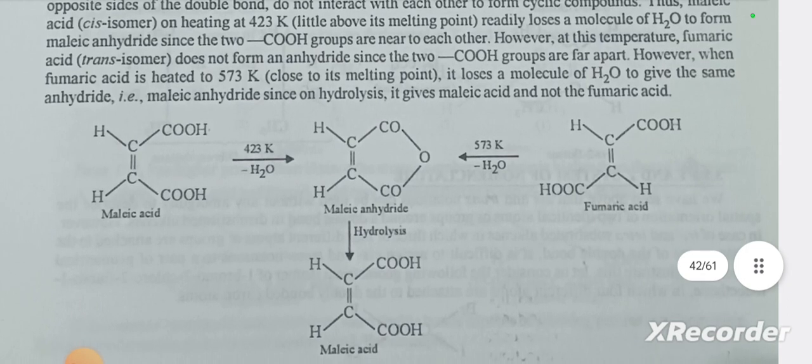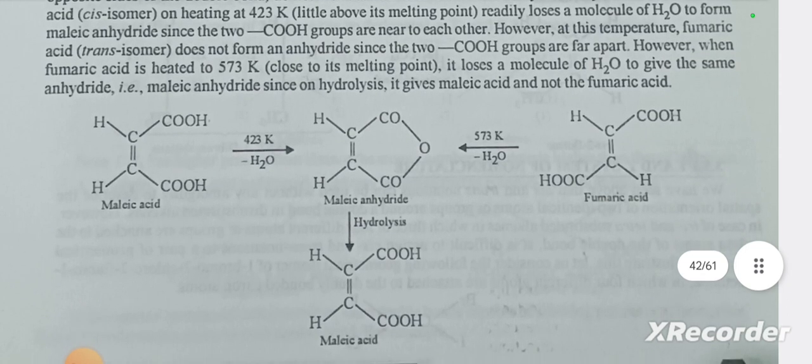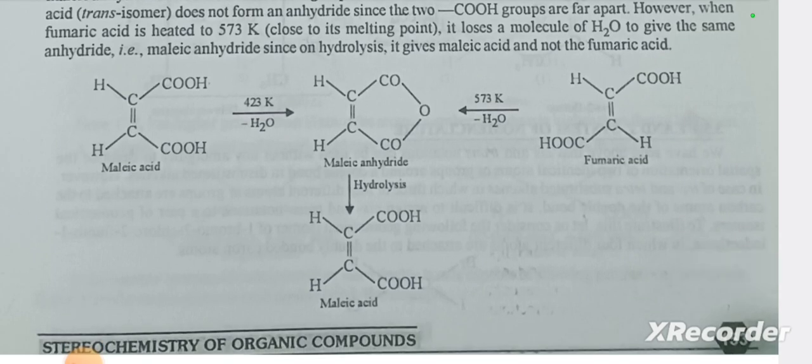Thus, maleic acid, the cis isomer, on heating at 423 Kelvin, a little above its melting point, readily loses a molecule of water to form maleic anhydride, since the two C double bond OH groups are near to each other. However, at this temperature, fumaric acid, the trans isomer, does not form any anhydride, since the two C double bond OH groups are far apart. However, when fumaric acid is heated to 573 Kelvin, close to its melting point, it loses a molecule of H2O to give the same anhydride, that is maleic anhydride, since on hydrolysis it gives maleic acid, not the fumaric acid.